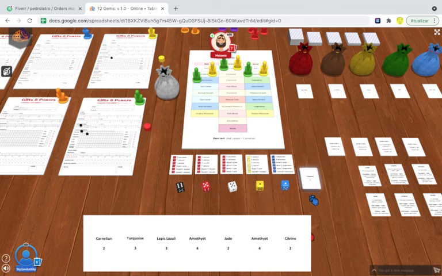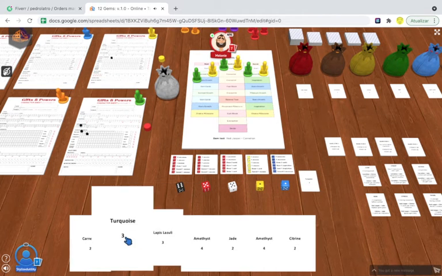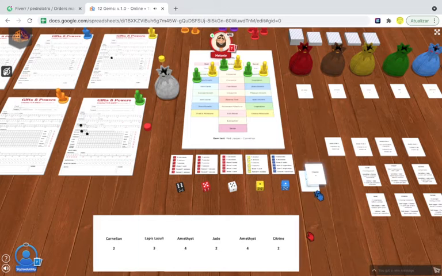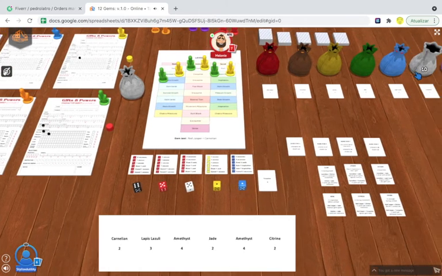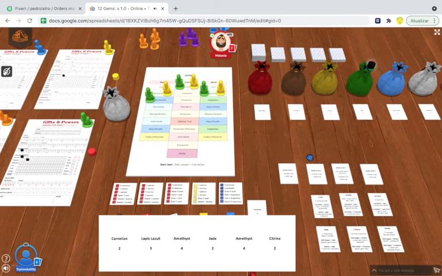I'm actually going to discard these two on my last turn, and I'm going to get a turquoise, which in this game is black, okay? Because we don't have dark blue.